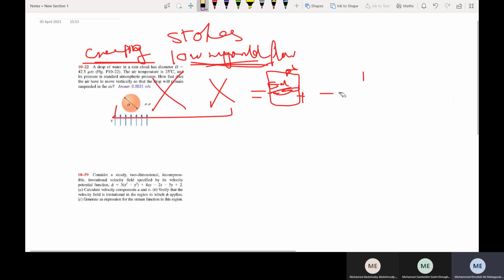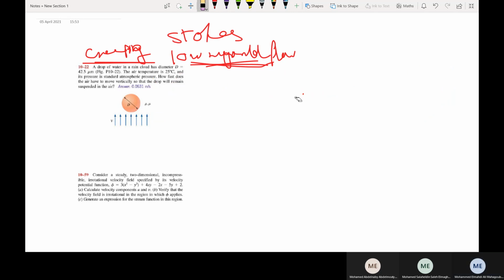Now in this question, let us look at it. We have a drop of water in rain that has a diameter of 42.5 micrometer. The air temperature is 25 Celsius and its pressure is standard atmospheric pressure. The air temperature is 25 Celsius and the pressure is equal to 1 atm. How fast does the air have to move vertically so that the drop will remain suspended in the air?